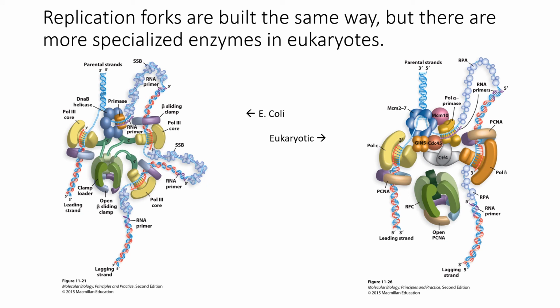Now we can take a look at some replication forks. Over here on the left side of the slide, we have the fully assembled E. coli replication fork, and we can see the Pol3 coenzyme here, here, and here. We have primase, which needs to make an RNA primer on there. We have our good old friend, the clamp loader. We have the sliding clamp. We talked about all these.